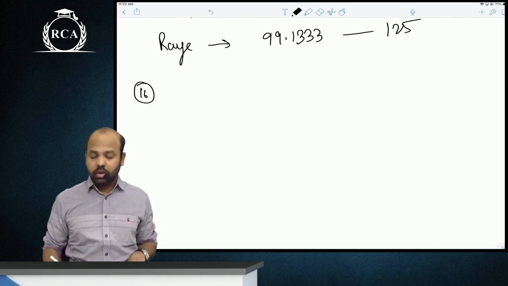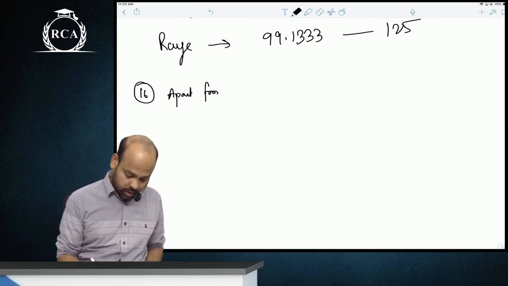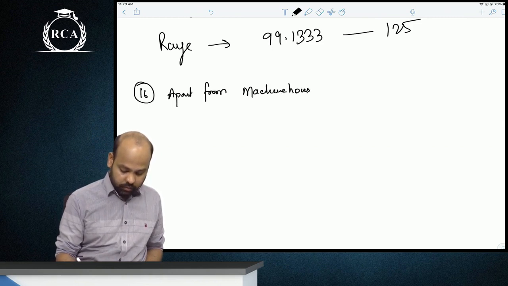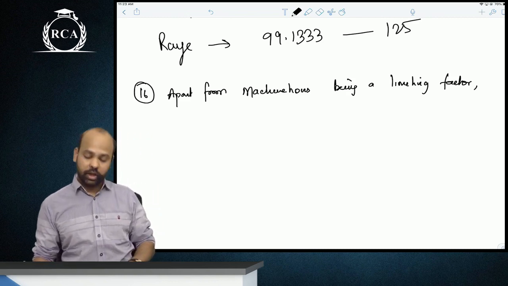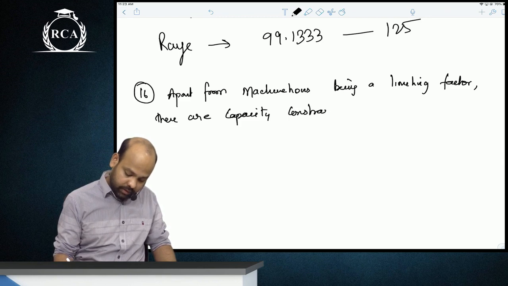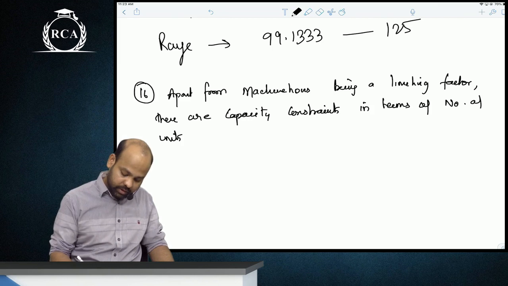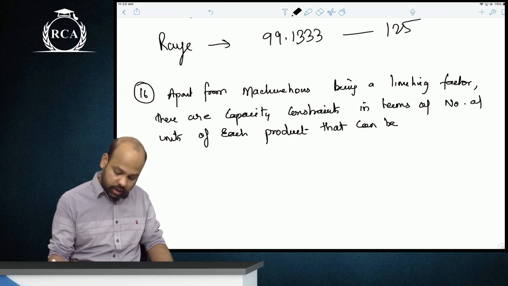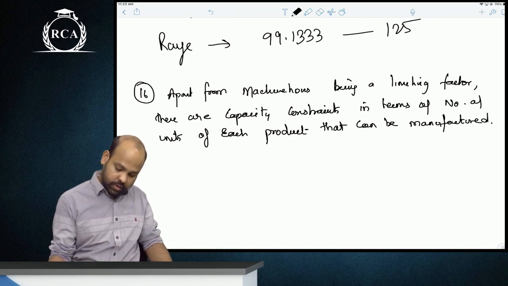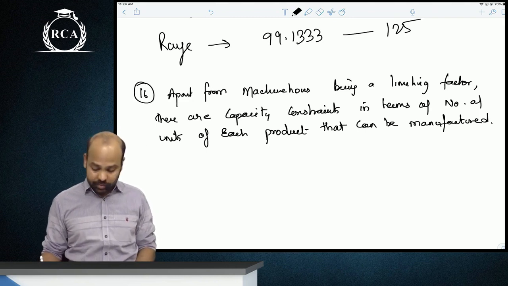All of you better write down. Apart from machine hours being a limiting factor, guys, there are capacity constraints in terms of the number of units of each product that can be manufactured.